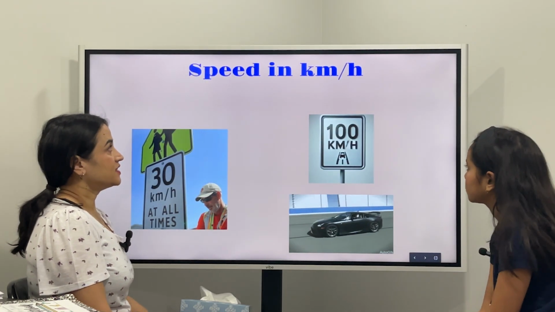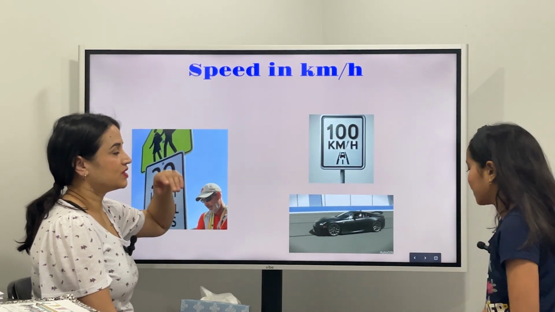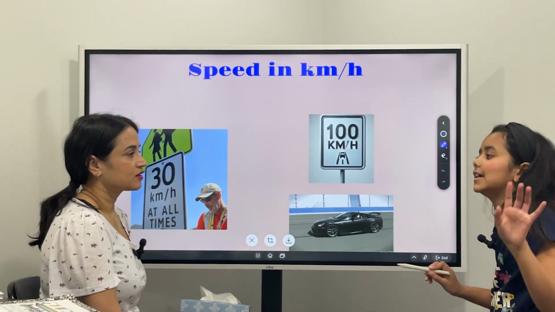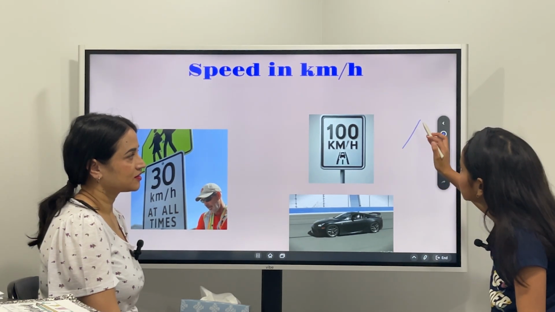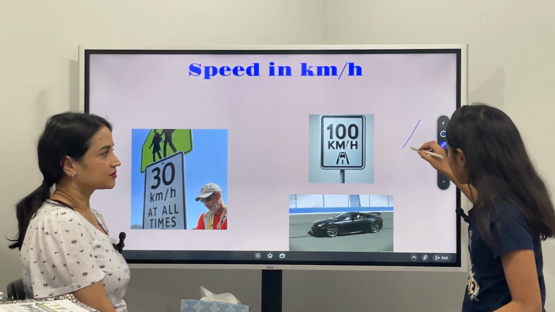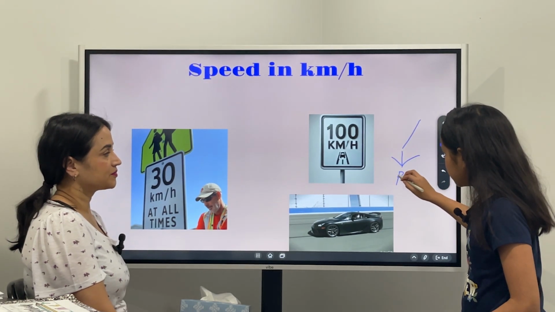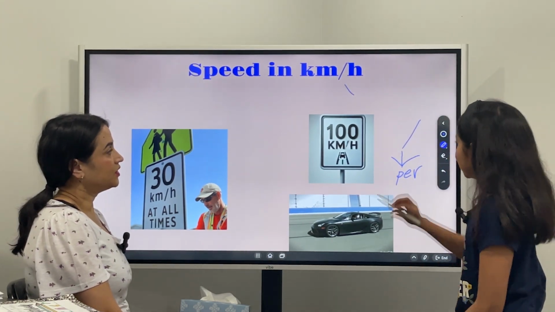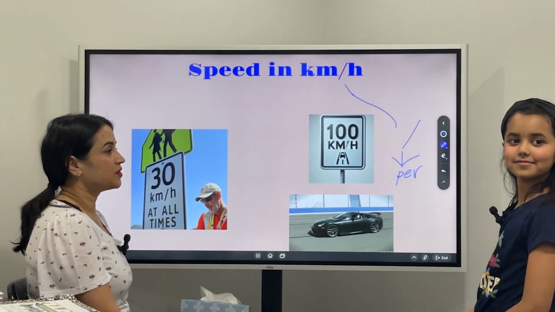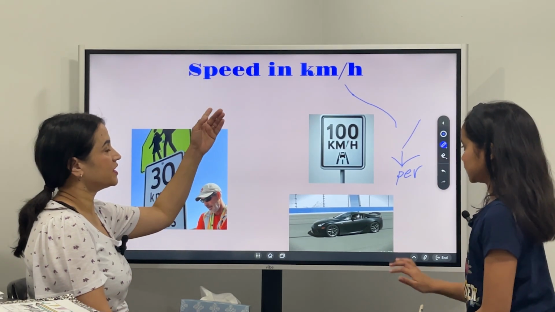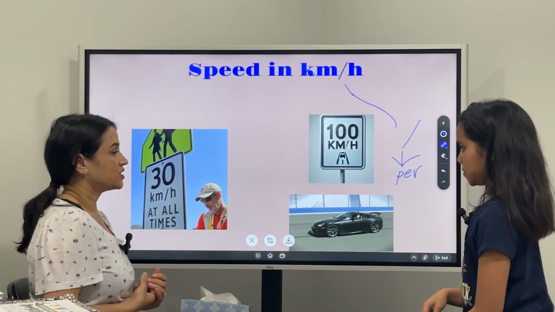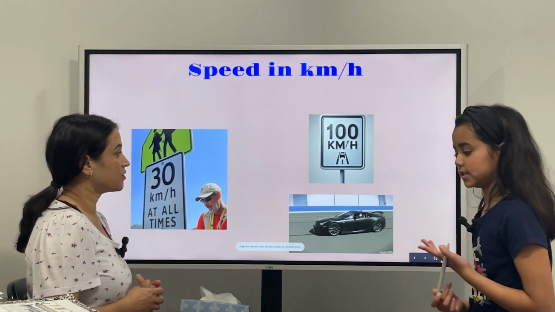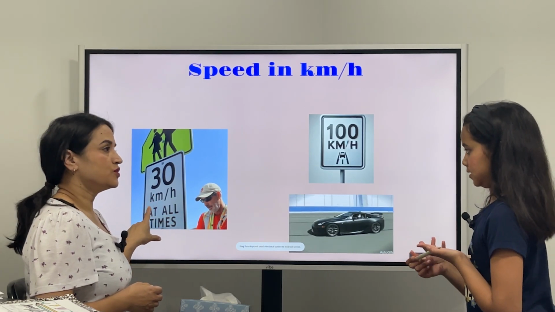So speed is kilometer per hour. By the way, Lina, what do you think? What is kilometer per hour? Well, I just need to tell you guys something. This means per. So speed in kilometer per hour, what do you mean by kilometer per hour? That means it's a unit, right? So speed has a unit. Kilometer per hour has a unit.